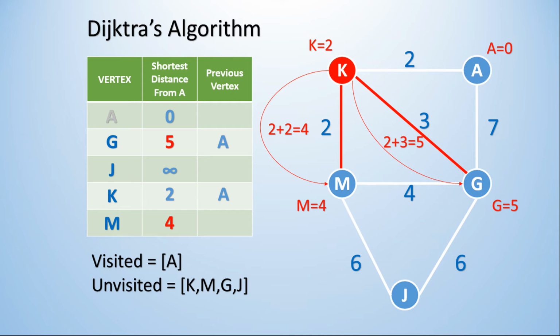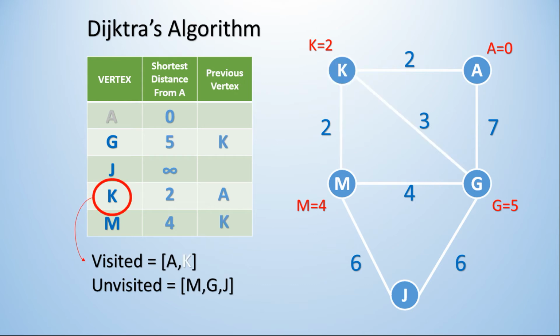Now we update the previous vertex for each of the updated distances. In this case, we visited G and M via K. So we write this information to the table. Add the current vertex to the list of visited vertices. We won't be visiting K again.